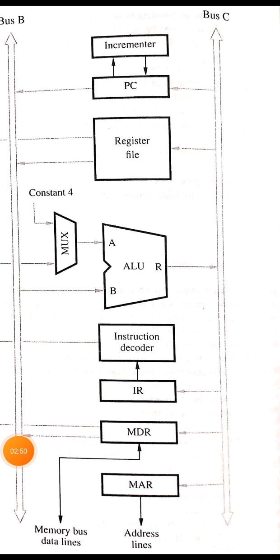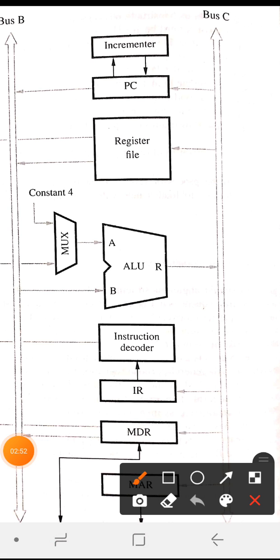Next we have the incrementer. This incrementer is used to increment the content of the PC. We already know that the PC holds the address of the location from where the instruction has to be fetched and executed. Once that is done, it has to move to the next location, therefore it has to be incremented. That is why we use the incrementer, to increment the content of the PC.